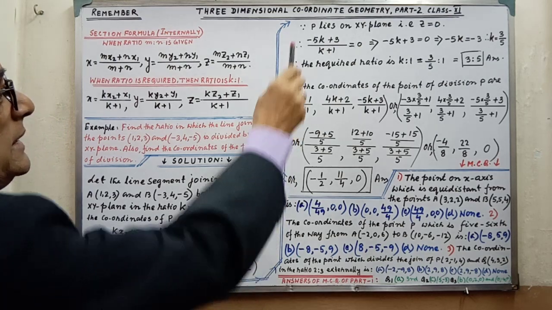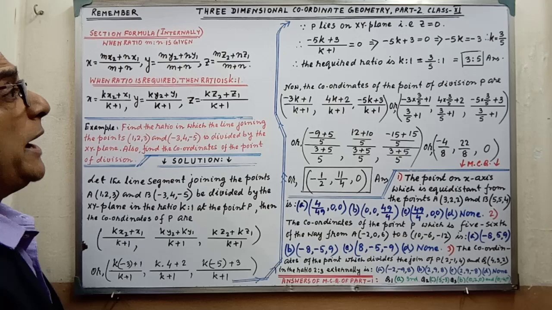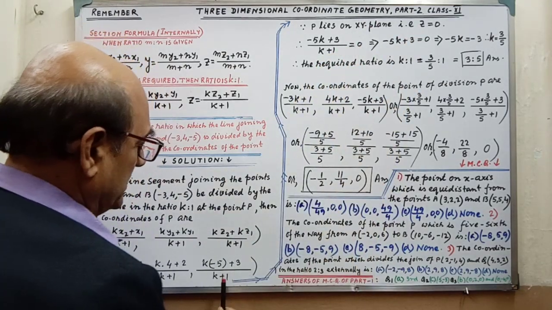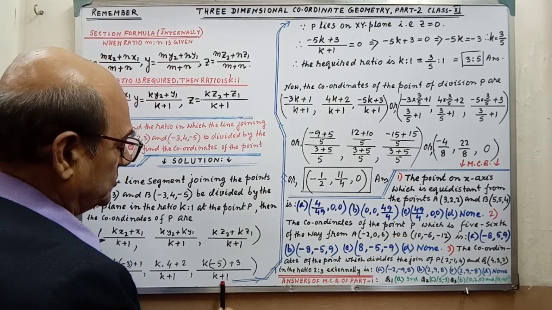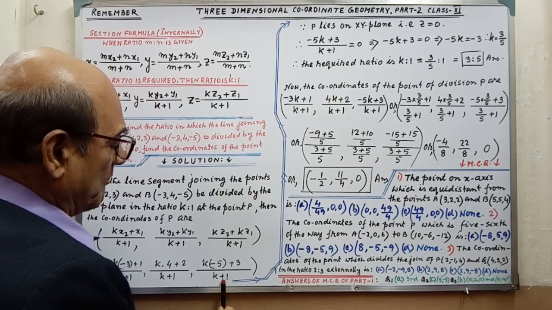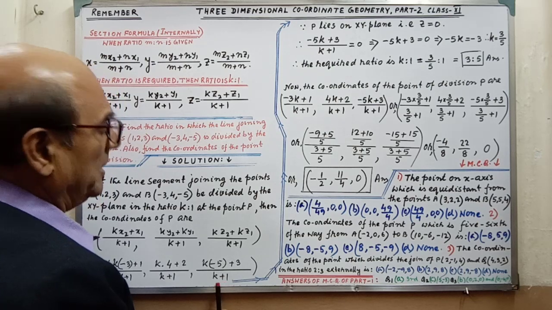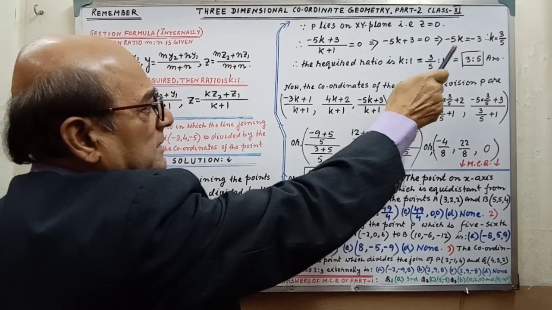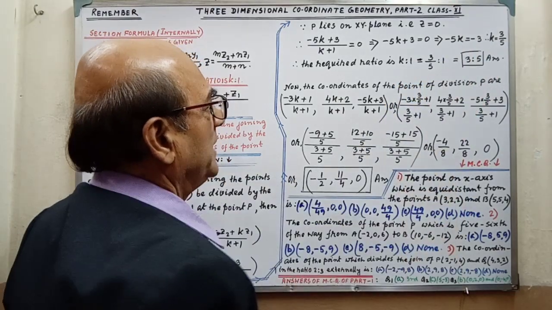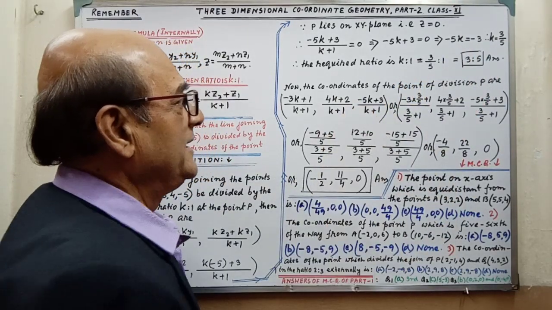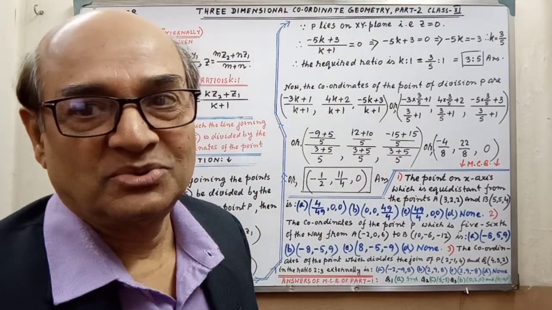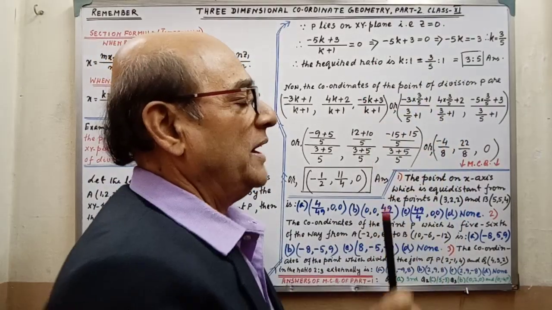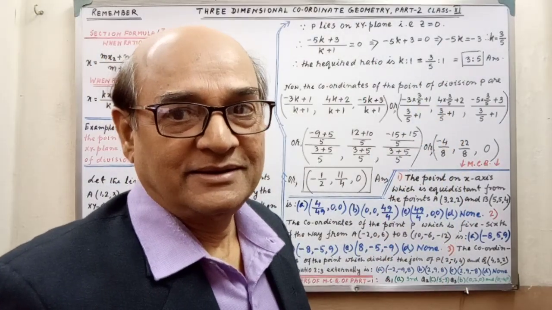Now, since P lies on the xy plane, z equal to 0. That means this equal to 0. Minus k minus 5k plus 3 divided by k plus 1 equal to 0. By simplifying, we are getting the value of k as 3 by 5. Therefore, the required ratio is k:1 equal to 3/5:1. By simplifying, we are getting 3:5. This is the answer. I think it is clear.